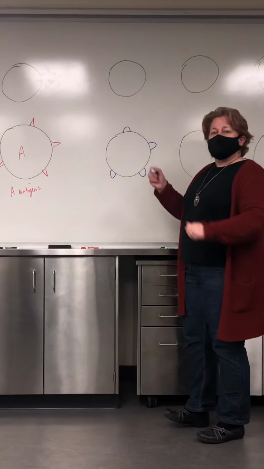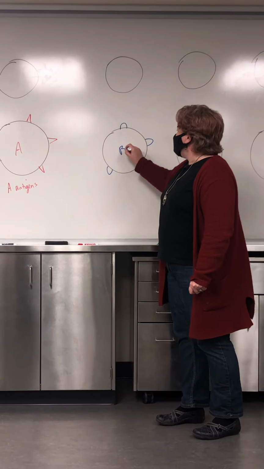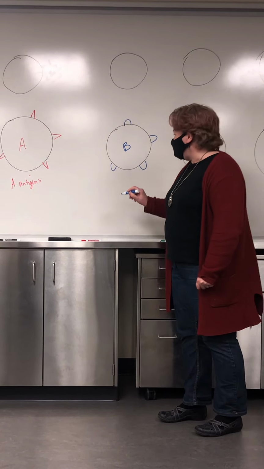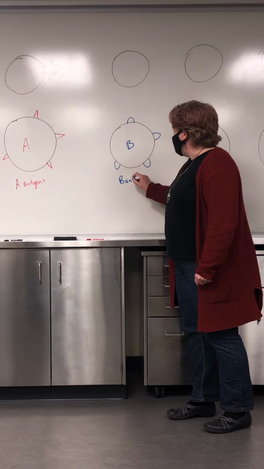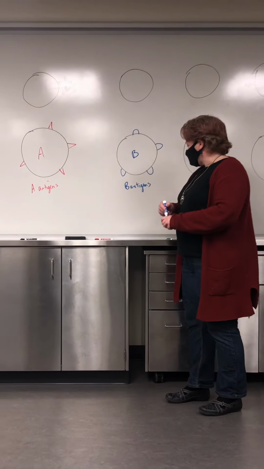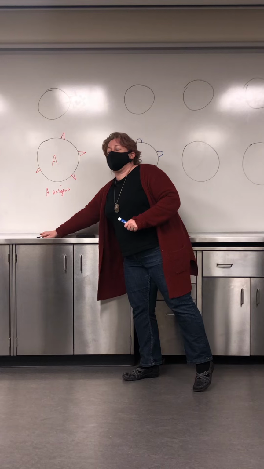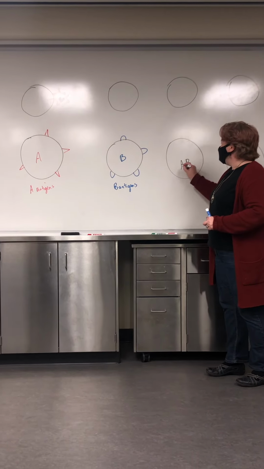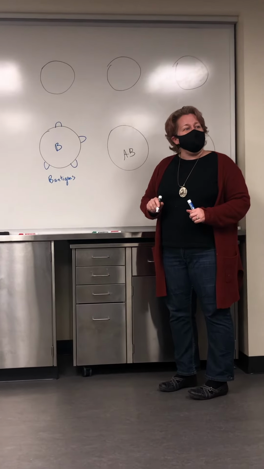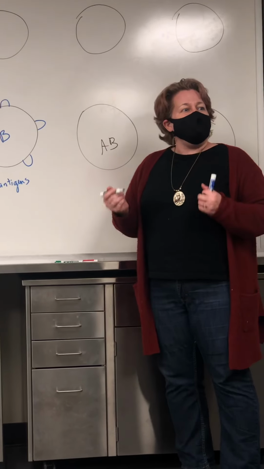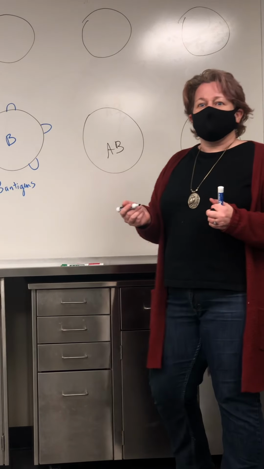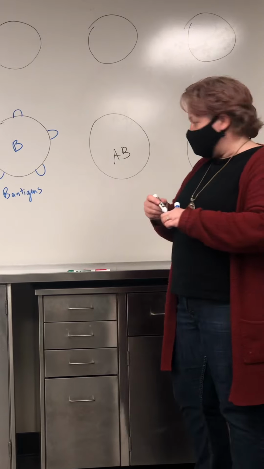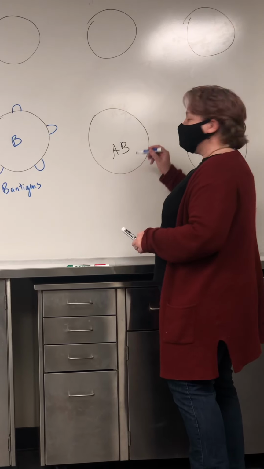Guess what this one is? This is a B cell. Does anyone know why it's called a B cell? Because it has B antigens. Have you ever heard of a blood type called AB? What type of antigens does an AB cell have? Very good. It has both A and B antigens. So we're going to draw them both.